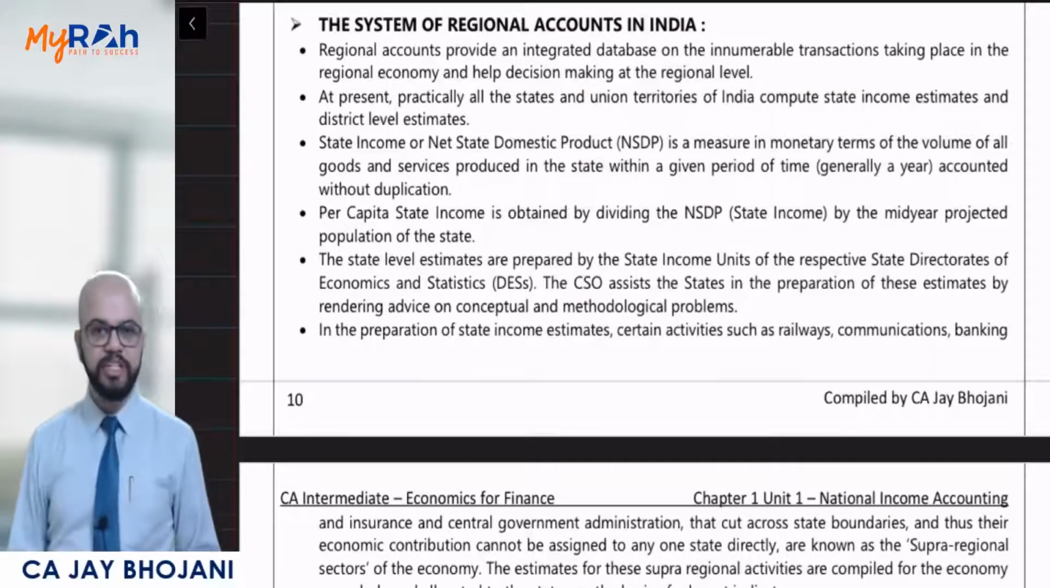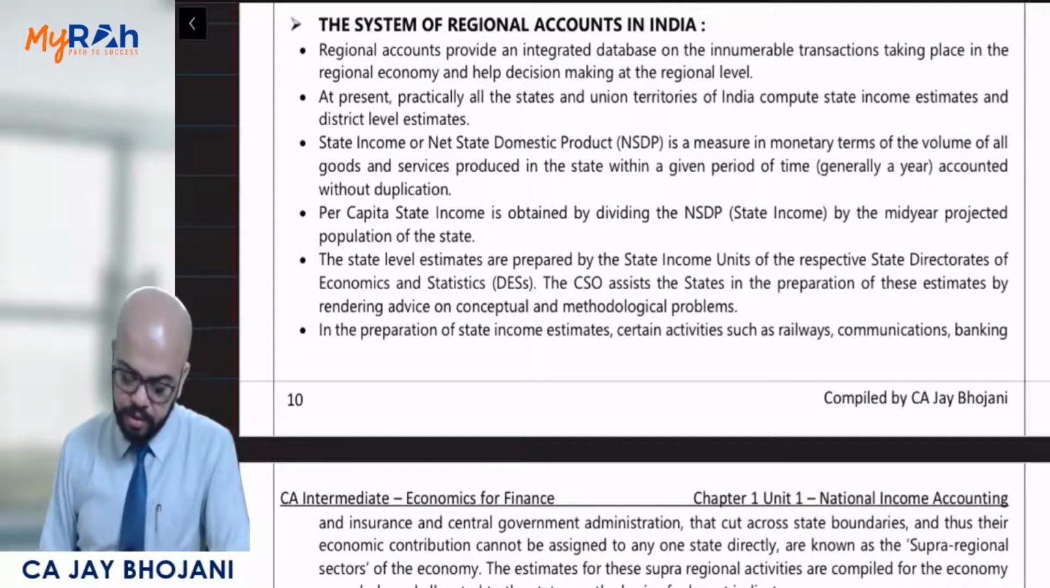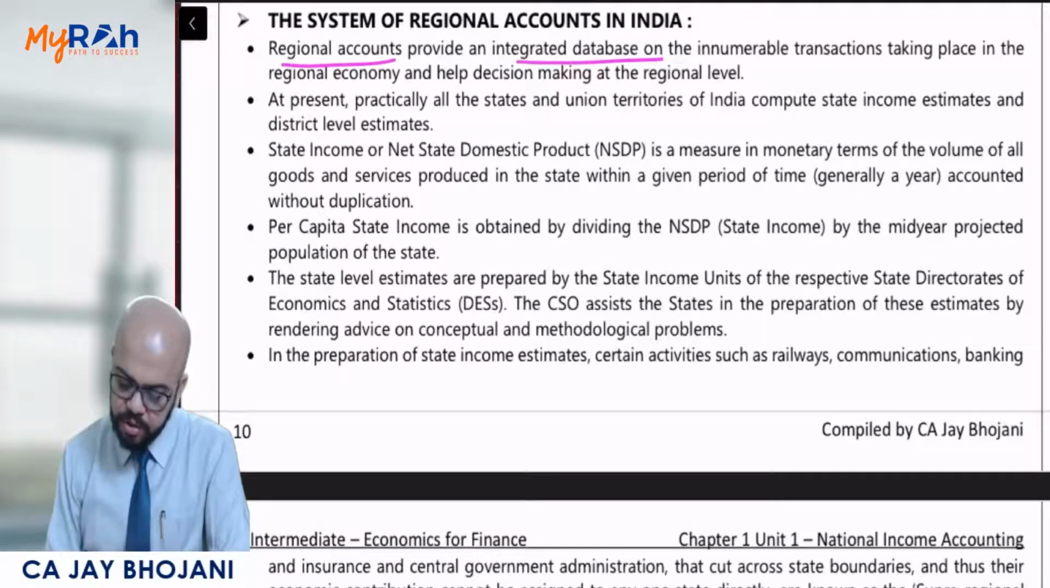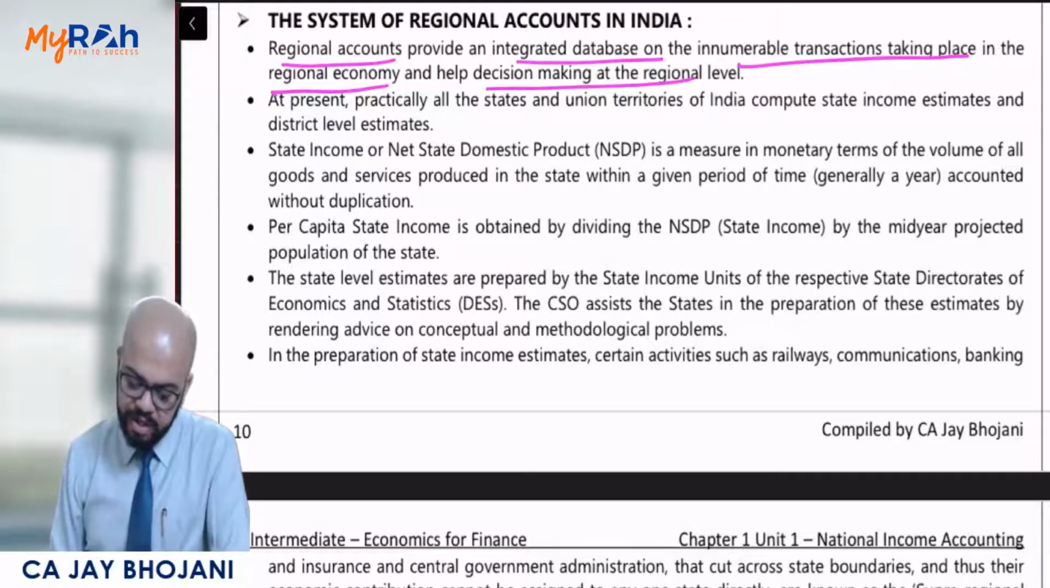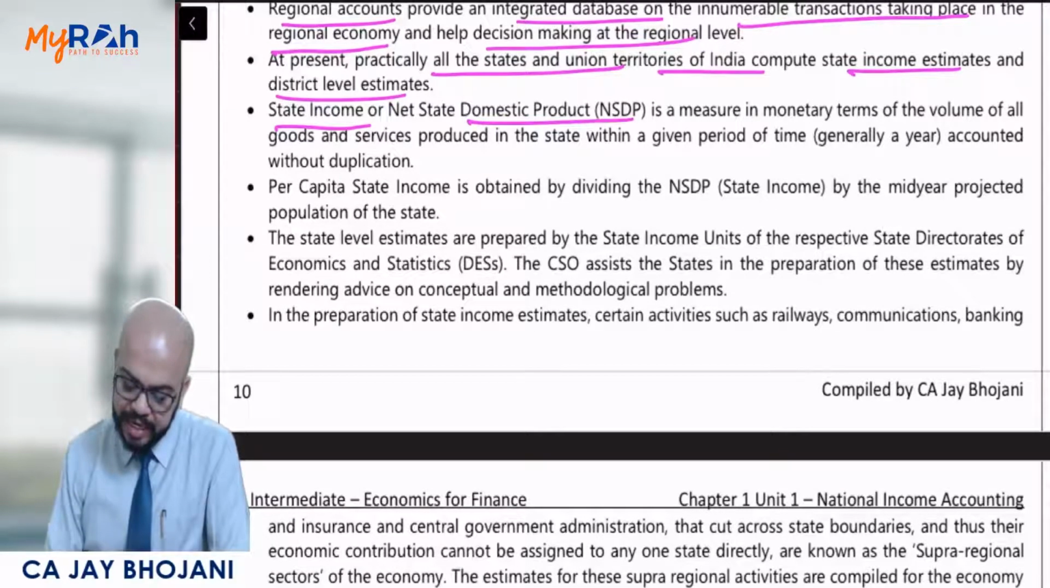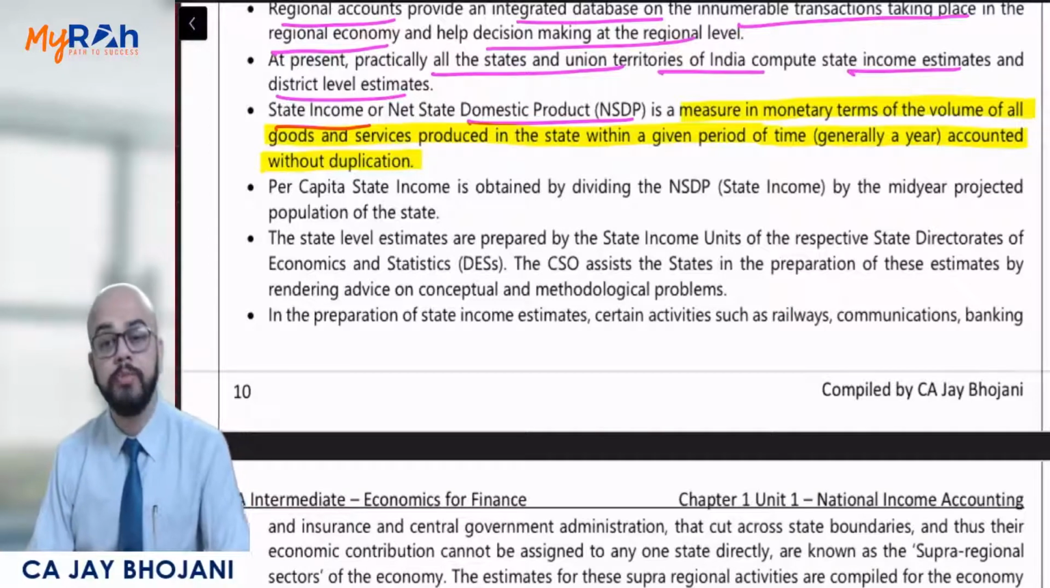The system of regional accounts, that is where we started today's discussion. Regional accounts provide an integrated database on the innumerable transactions taking place in the regional economy and help decision making at regional level. Practically all states and union territories of India compute state income estimates and district level estimates. State income, also known as NSDP, is a measure in monetary terms of the volume of all goods and services produced in the state within a given period of time, generally a year, accounted without duplication.